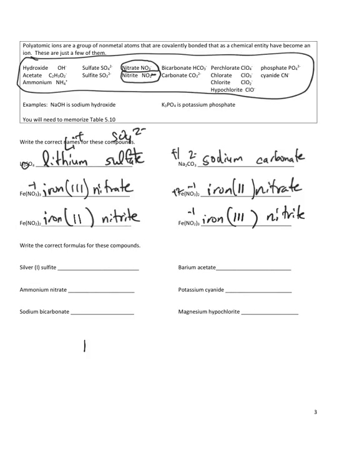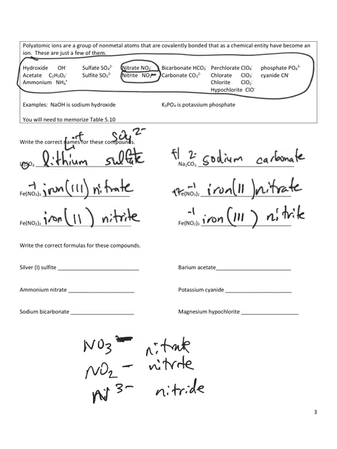So nitrate is NO3 minus. Nitrite is NO2 minus. And then, not to confuse the issue, but there's also nitride, which is just nitrogen, but it has a minus 3 charge. So you need to know the differences between your ates and your ites and your ides.